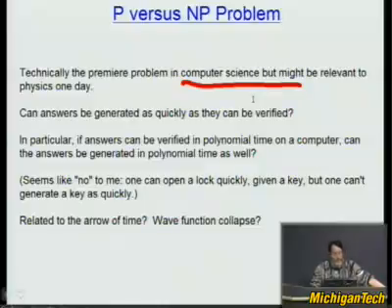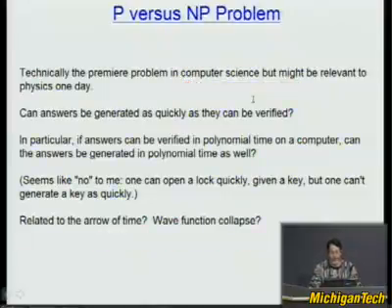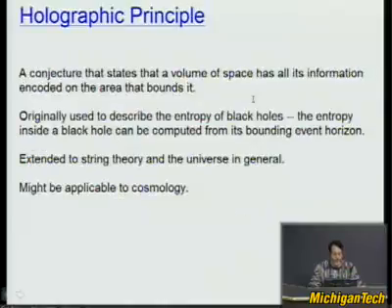However, if you were to take physical analogies to this, it could be related to the arrow of time, because you can go quickly in one direction but not in the other in solving a problem, and it might be somehow related to wave function collapse or decoherence. And with that, unfortunately, I'll jump to something else because I have to jump around quickly here.